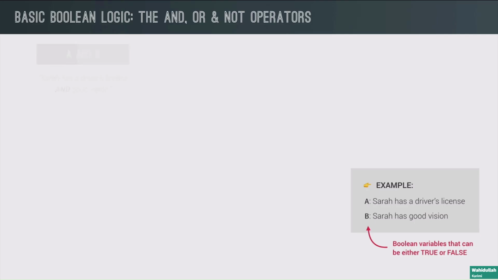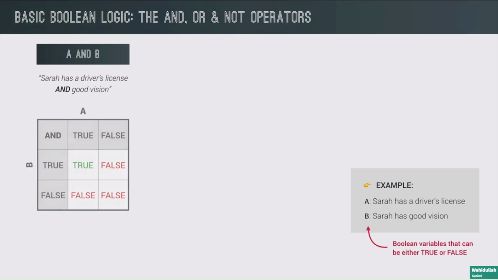Now, using the AND operator like A and B, we can combine these two Boolean variables like Sarah has a driver's license and good vision. Okay, but now what will be the result of this operation? Well, for that we use a so-called truth table, which looks something like this.